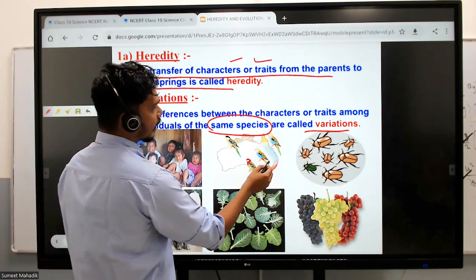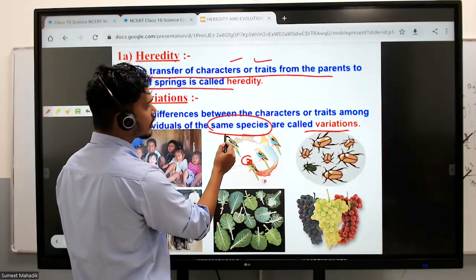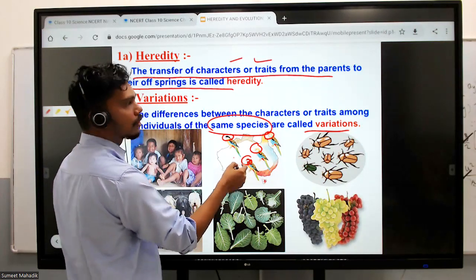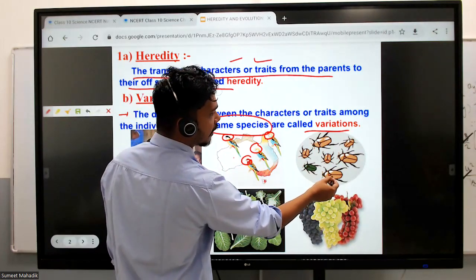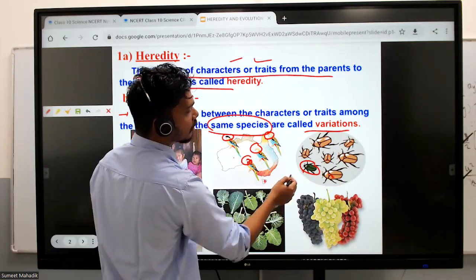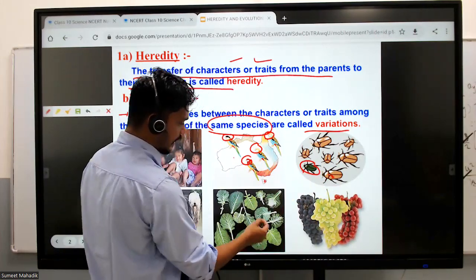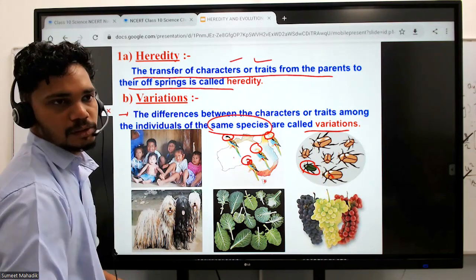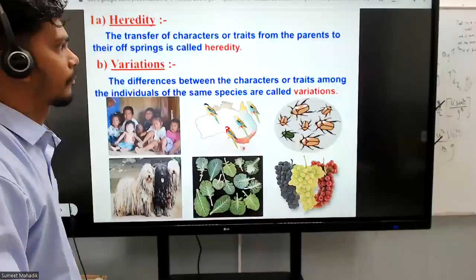For example, can you see the parrot? The color is changing, but they are the same species. What is the difference? The change in color. So this is a variation. Can you see the beetle's color is brown, and only a green beetle is there? So this is a variation. Grapes variation, leaves variation, dogs variation. Right? So please write this definition. That is very, very important.